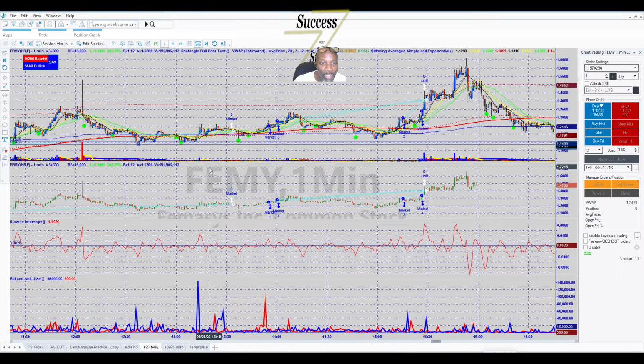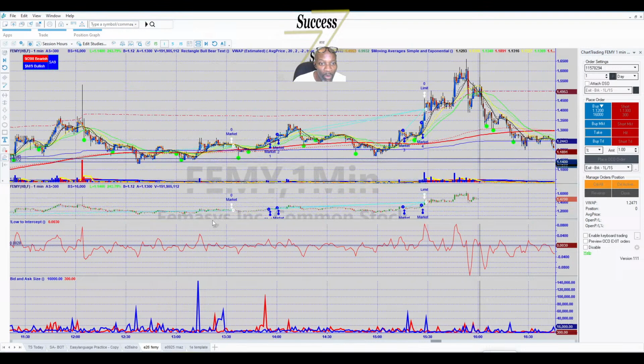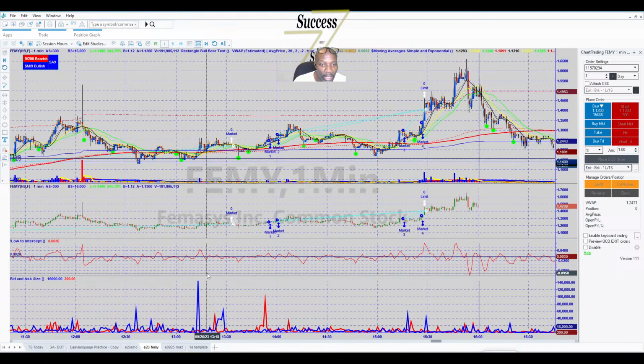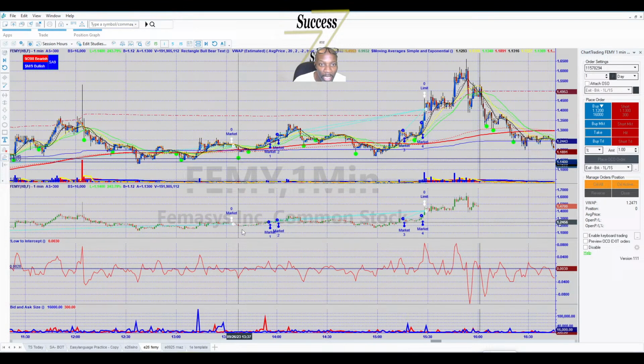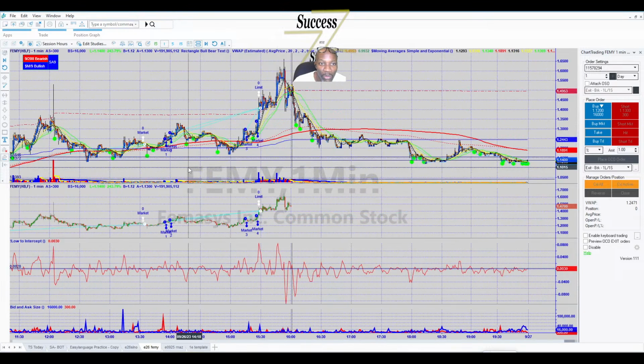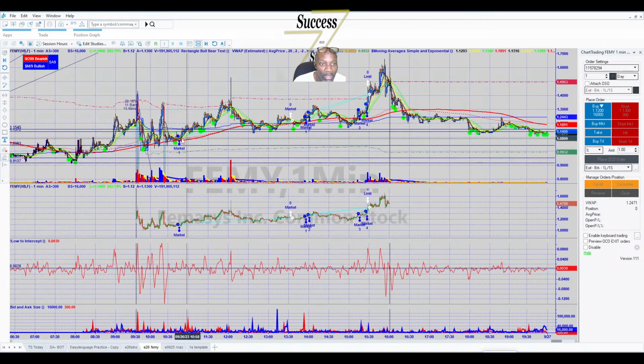So one of the stocks I was trading today was FEMY, F-E-M-Y, and I was just trading it manually. You see some of my entries here, and those are entries as well, and then my exits here. I was looking for something specific. The stock was making these higher lows, and I thought it was headed for a breakout here. We had a little bit more increased activity here.